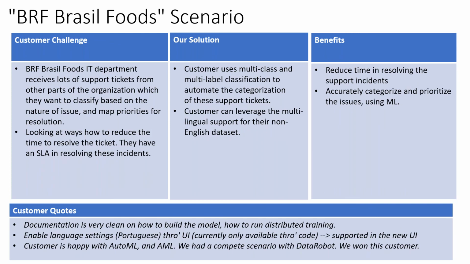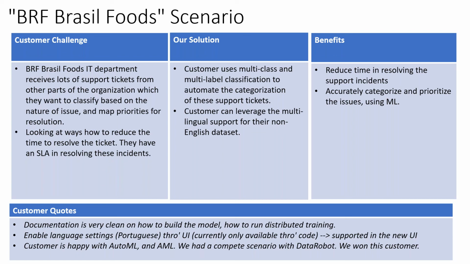In the next slide, BRF Personal Foods is also a customer of ours. Their IT department often receives a lot of support tickets from their partners, and they want to classify them based on the nature of the issue and map the priority of the resolution. In this case, the customer is using multi-class classification and multi-label classification to automate this categorization process. This really helped them reduce the time in solving the support tickets, and it can also accurately categorize and prioritize the issues using this machine learning model. We also received very good feedback from the customer about our multilingual support, since they are using different languages, and they're also happy with the accuracy we have. We had this compete scenario with our competitors, and we won this customer based on AutoML NLP.